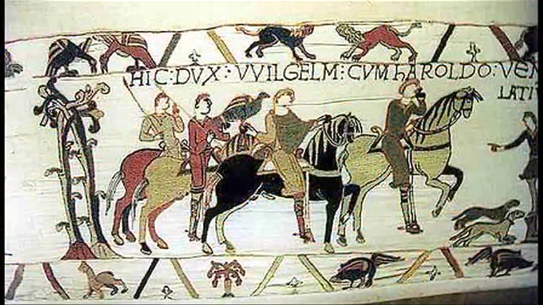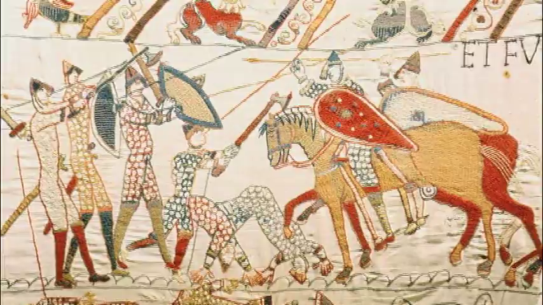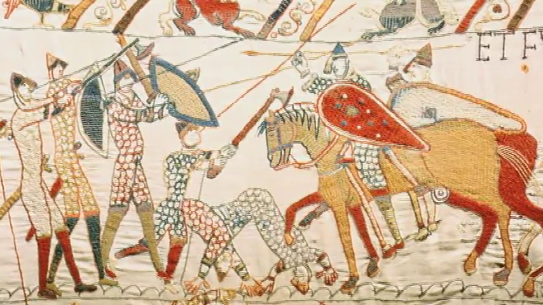It is likely that it was commissioned by Bishop Odo, William's half-brother, and made in England, not Bayeux, in the 1070s. The tapestry's central zone contains most of the action, which sometimes overflows into the borders either for dramatic effect or because depictions would otherwise be very cramped.